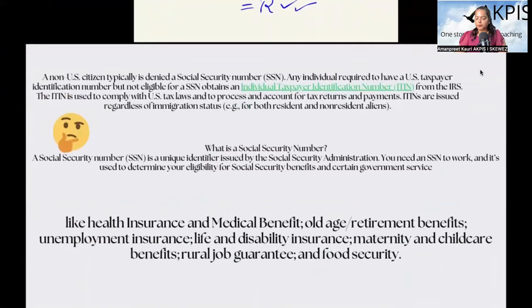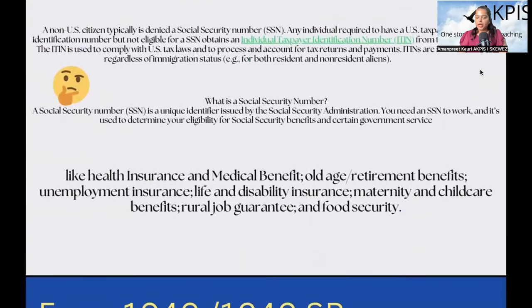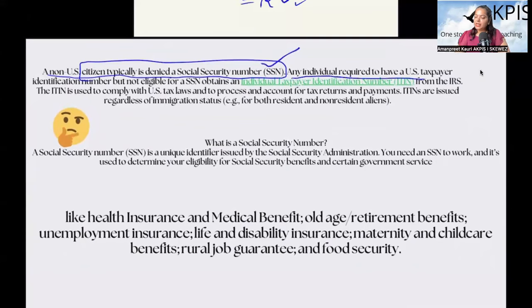Let's proceed further now. A non-US citizen is typically denied a social security number. So what is this SSN? That is for the purpose of claiming certain social security benefits, let's say health benefits and all. A person who is a United States citizen is given a social security number. But what about the person who is not a US citizen? He is not given this SSN. So in that particular situation, any individual who is required to have a US taxpayer identification but not eligible for an SSN obtains an individual taxpayer identification number.